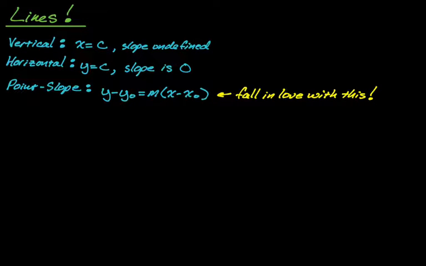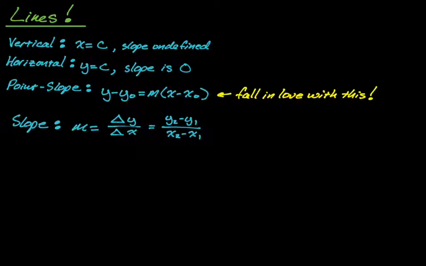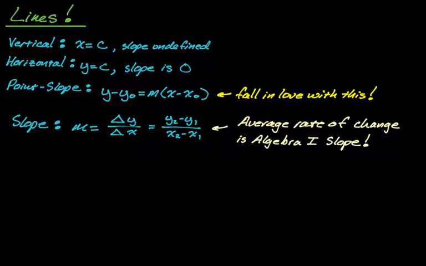All right, how do we find slope? Slope, we usually call m in algebra. It's delta y over delta x, or y2 minus y1 over x2 minus x1. Now, when you're dealing with slope in calculus, algebra 1 slope, it will frequently be called the average rate of change. So average rate of change is algebra 1 slope. You should chant that to yourself over and over again until it's like a part of you.